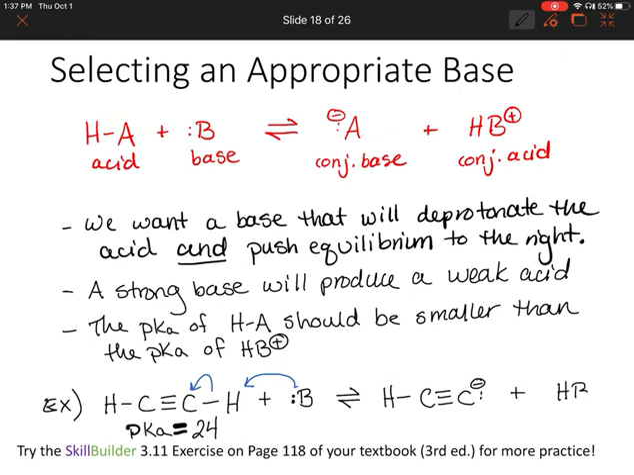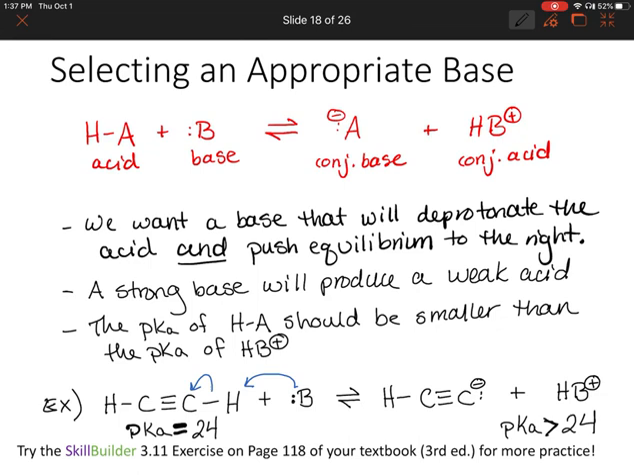And then we have our conjugate acid. So remember, we're really curious about the pKa of the conjugate acid. We want that to be larger than the pKa of the original acid. So the pKa of the conjugate acid should be greater than 24.